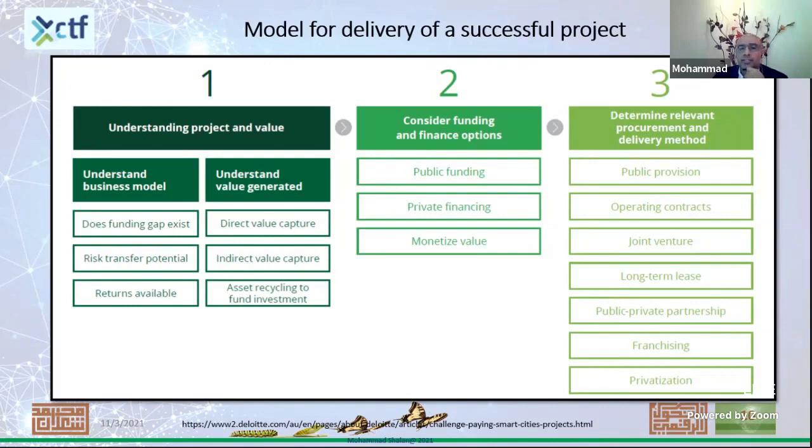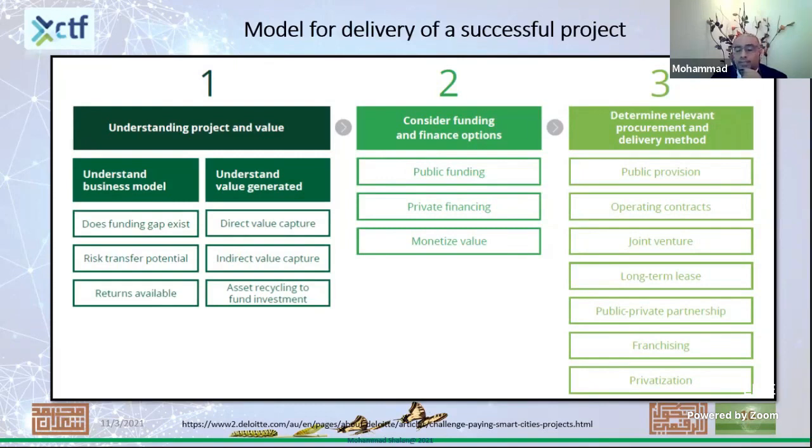We also need to understand the value generation: when to generate value, and what value to generate. There is also an obstacle related to funding, because when you are talking about a smart city, for example, we are talking about funding a project for 20 or 30 years. And in this, there are a lot of challenges and changes coming inside the project. So we have to be very careful.